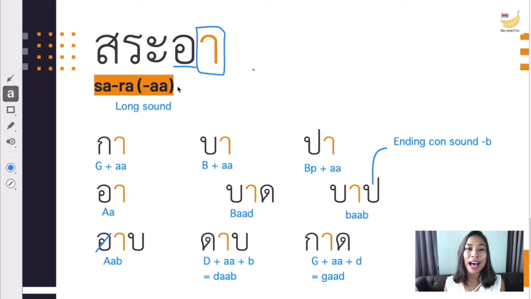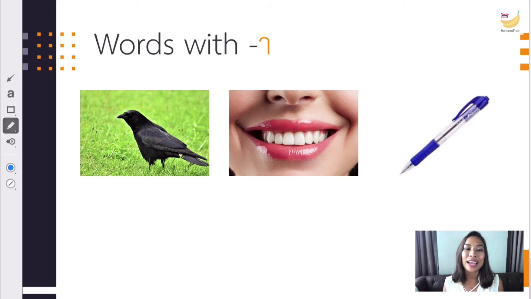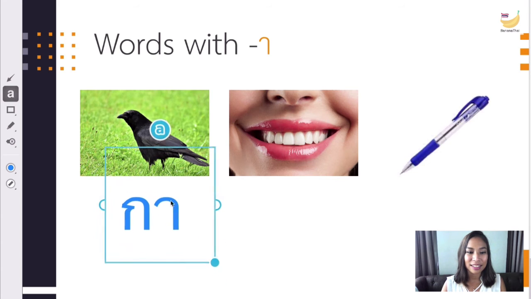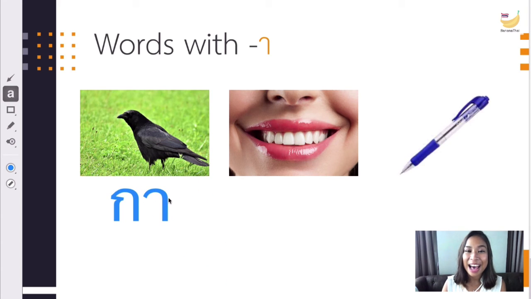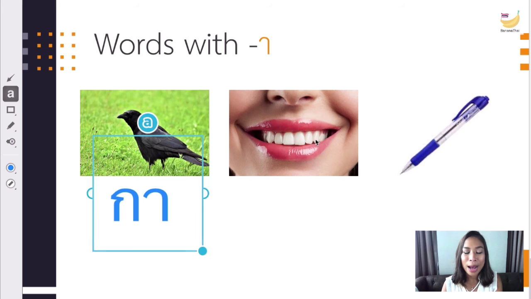And for สระอา, when there is an ending consonant you don't need to move it up like สระอะ. You can just put the ending consonant, no need to change the vowel form. Alright, next one. Here are examples of words with สระอา. First one, a crow in Thai is, can you read this? It's big for you. กา, because it makes the sound like กา, it's a crow, right?